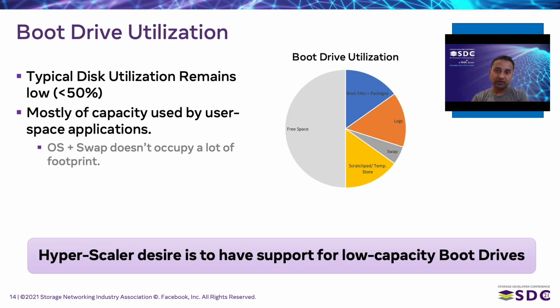This point is further evident in this chart, which shows a typical boot drive utilization based on a 256 gigabyte boot SSD. As we can see here, the total disk utilization for a boot drive remains pretty low, and it's roughly around 50% of the boot drive capacity. The rest of it is occupied by the operating system, swap if it's enabled on the system, logs, application logs, and in some compute applications, the device is also used as scratchpad region to store temporary results during computations.